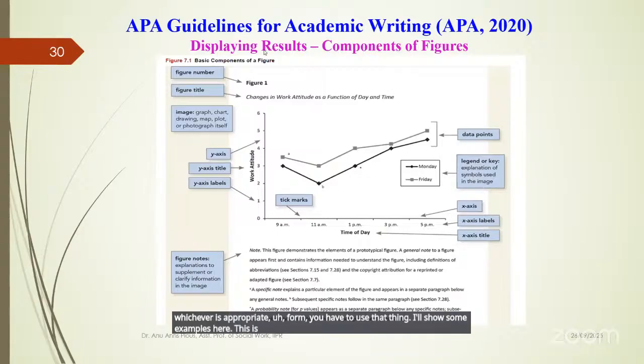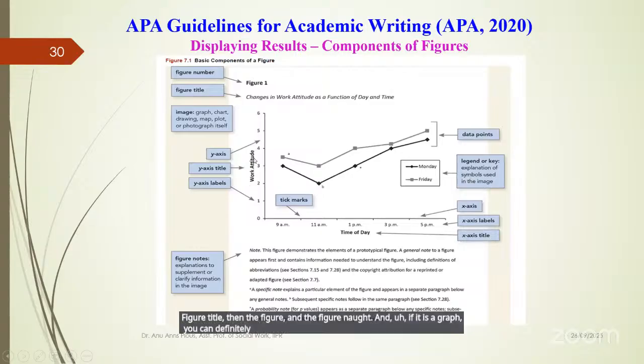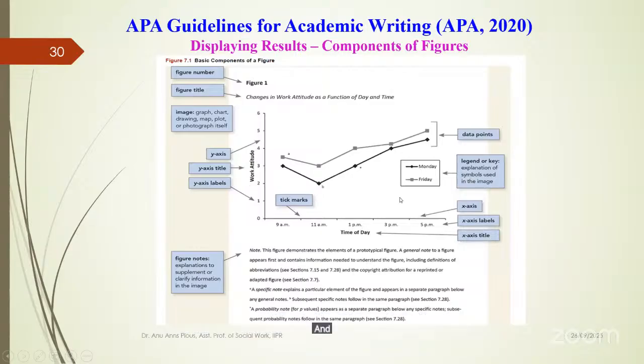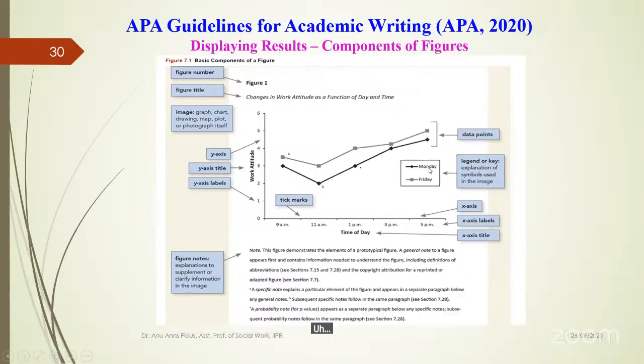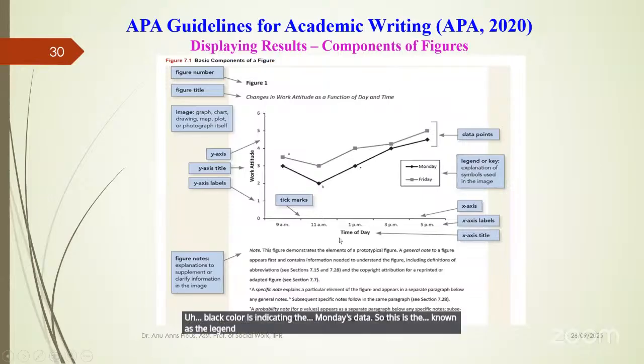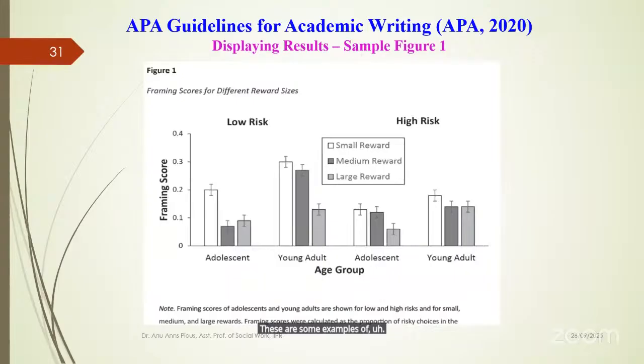This is the sample format given in the book: figure number, figure title, then the figure, and the figure note. And if it is a graph, you can definitely bring the axis title and others. This is known as the legend. The light colored, ash colored lines indicate Friday's data, and this dark black color is indicating Monday's data. So this is known as the legend or key in the image. You have to bring that using the word processing system options. These are some examples of figures which we can follow.